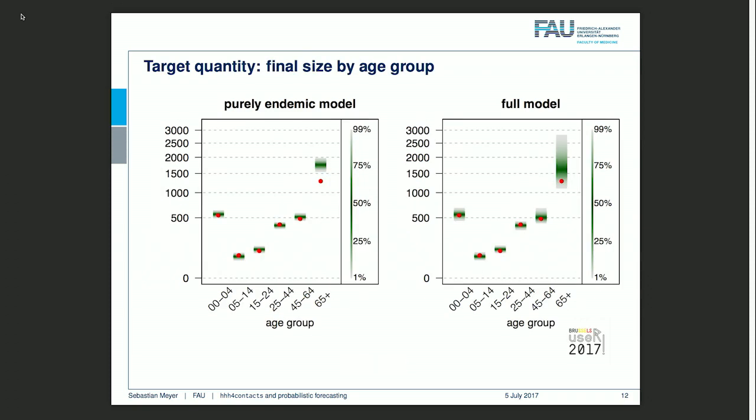And the other target quantity, for instance, is the final size by age group. We see again that a simpler endemic model would not cover the observations, mainly in the age group 65 plus, where the forecasts are too large compared to the actual observation. But in the full model, there's a larger uncertainty, so the model would be better calibrated.